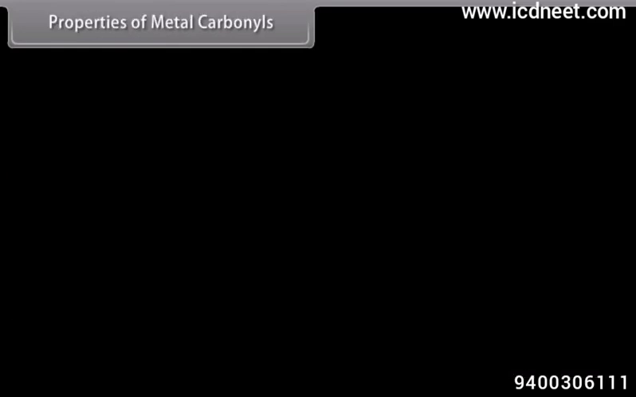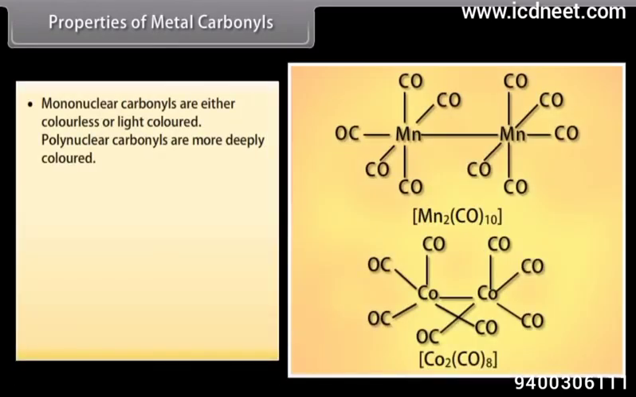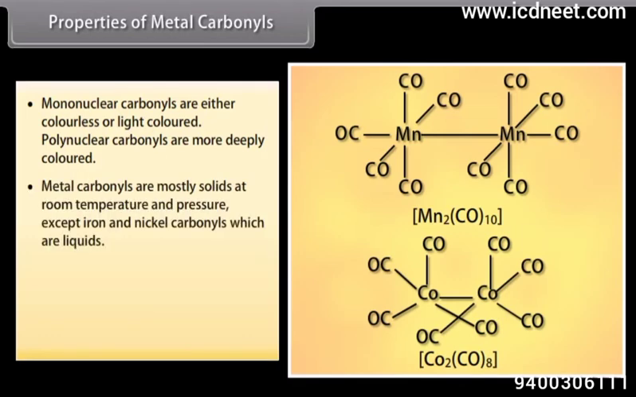Properties of metal carbonyls. Some important properties of metal carbonyls are the following. Mononuclear carbonyls are either colorless or light colored. Polynuclear carbonyls are more deeply colored. Metal carbonyls are mostly solids at room temperature and pressure, except iron and nickel carbonyls, which are liquids.